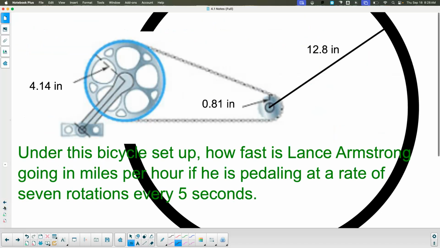Let's do this one. Under this bicycle setup, how fast is Lance Armstrong going in miles per hour if he is pedaling at a rate of 7 rotations every 5 seconds? So this is the pedal. The pedal is going around 7 times every 5 seconds. I want to know how fast he's going down the road. All right, here we go.